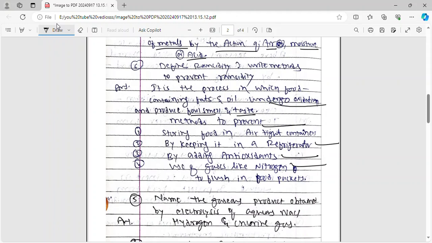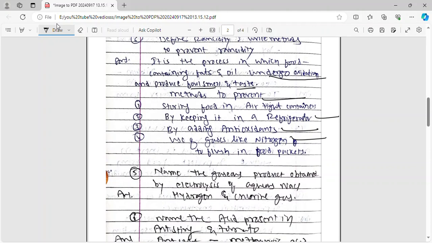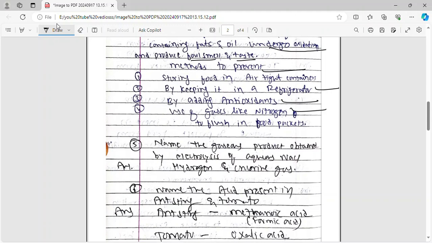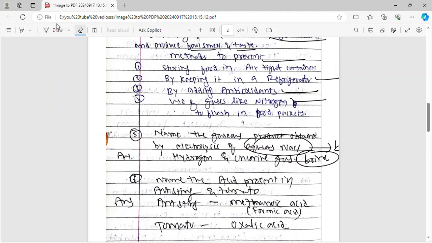Next question. Name the gaseous product obtained by electrolysis of aqueous sodium chloride. When you pass electricity through the aqueous solution of sodium chloride, which is called brine, remember, the aqueous solution of sodium chloride is called what? Brine, right? So which gas is liberated? Hydrogen and chlorine gas are liberated.